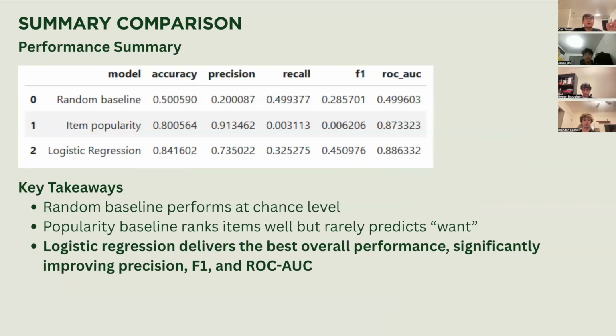So looking at the summary comparison, these are all our numbers. We touched upon all these numbers already, but pretty much the results make sense given our current structure of the data set, because random is chance level, popularity reflects collaborative filtering and ranks well, but we can't really personalize it, and logistic regression integrates user behavior, item popularity, and history, giving us the best mixture of accuracy, precision, and F1. This is important because it shows combining behavioral features with popularity gives significant gains in accuracy and precision while still maintaining strong ranking performance in our model.